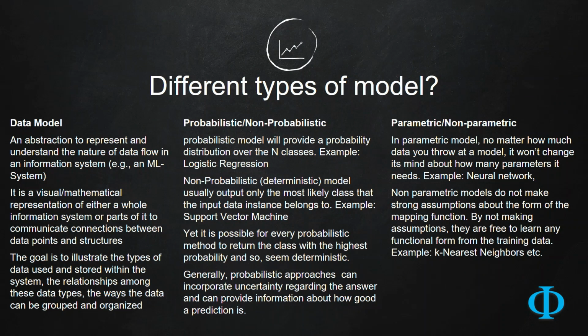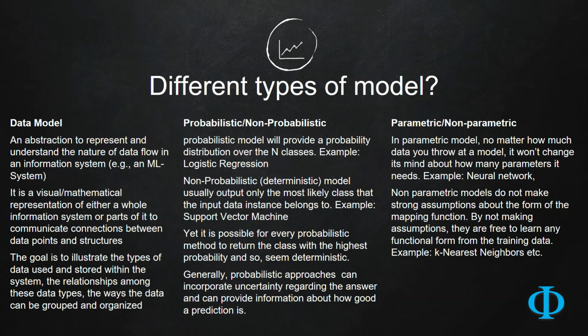So in summary, a data model is basically an abstraction to represent and understand the nature of data flow in an information system, such as a machine learning system. It is basically a visual, for example, a chart or a graph, or it can be a mathematical representation, for example, an equation of either a whole information system or a part of it.